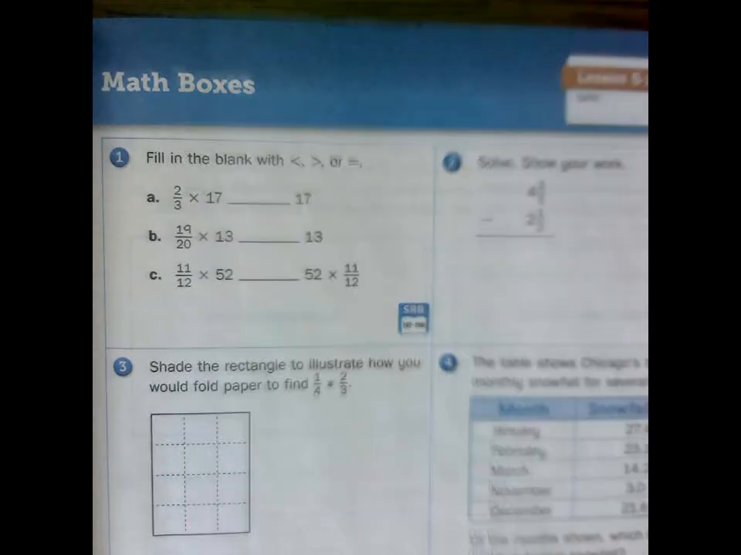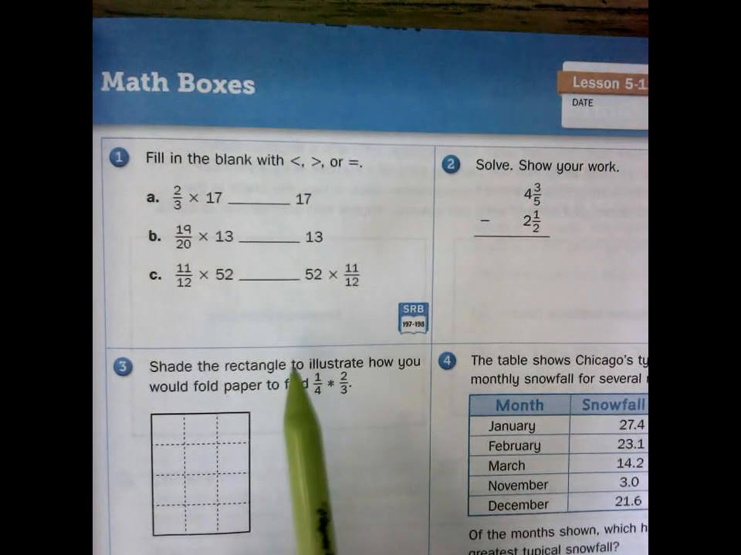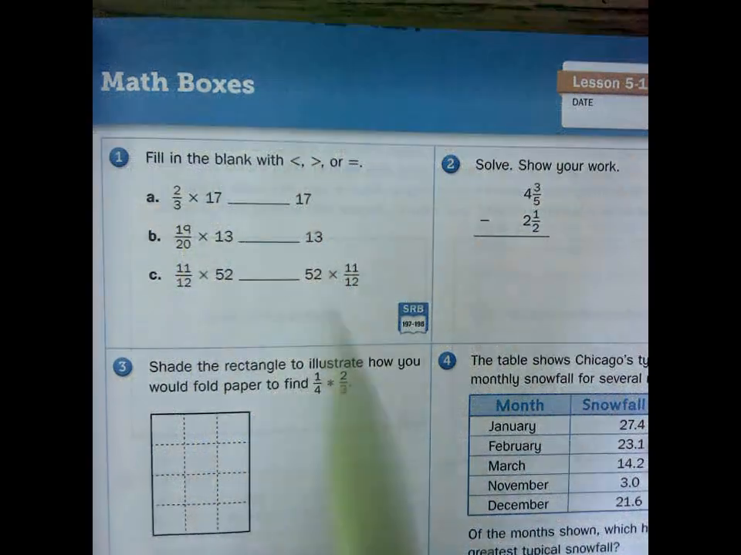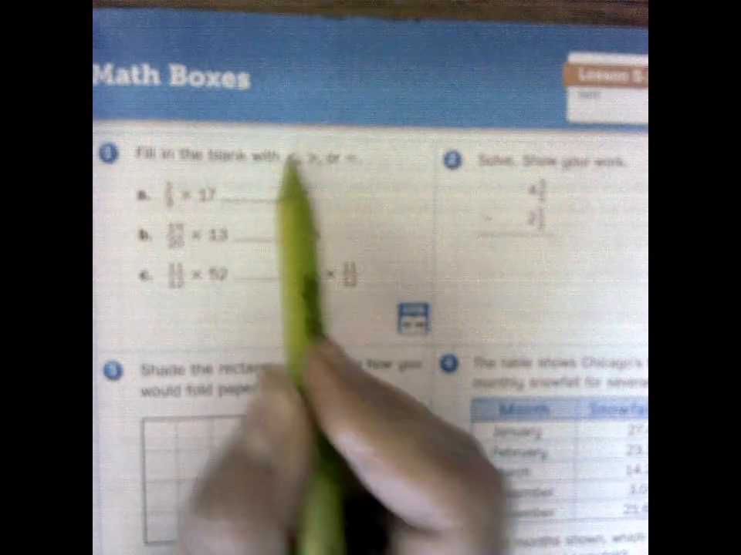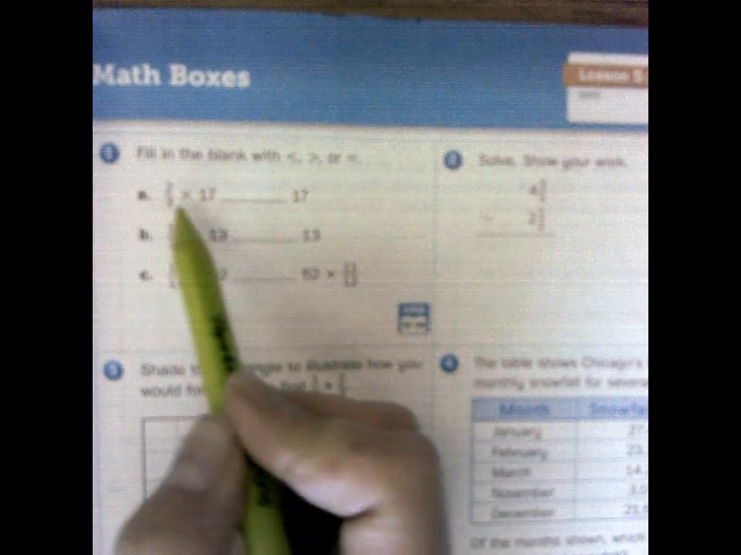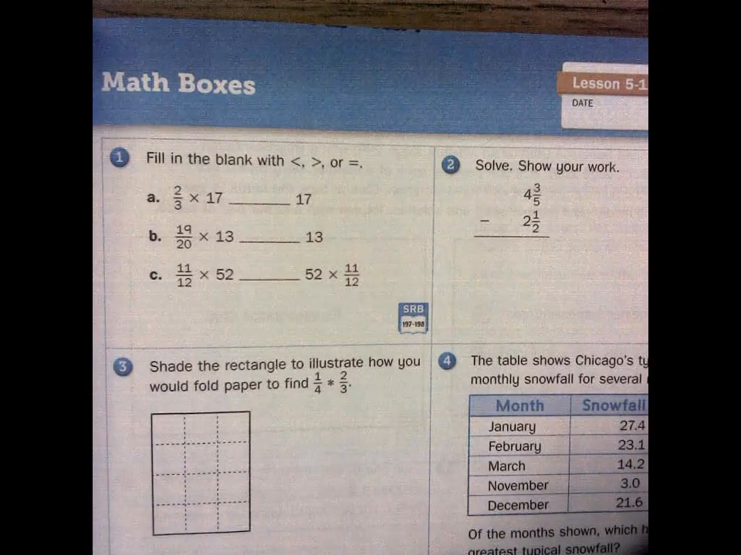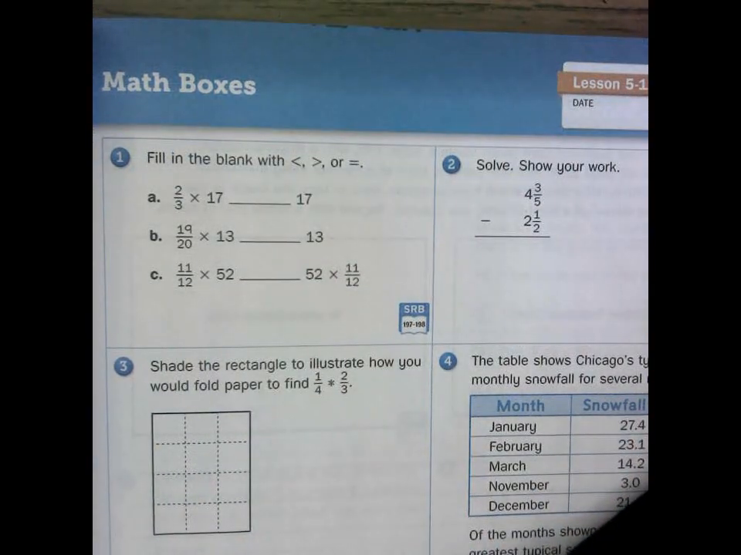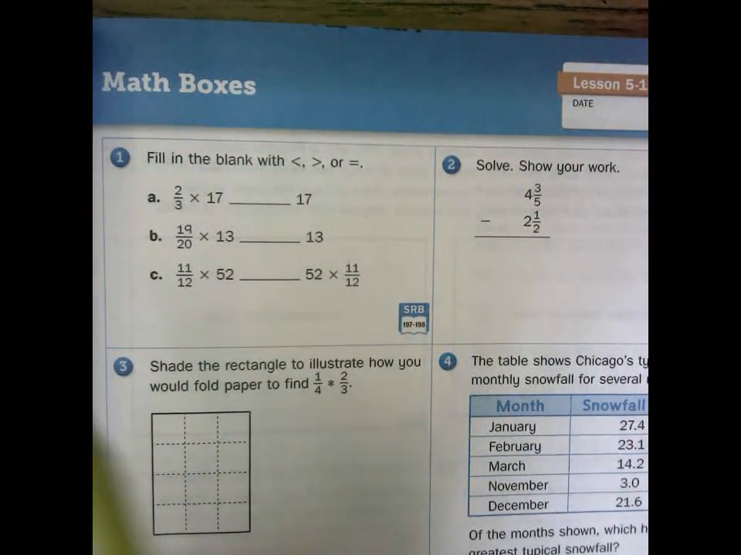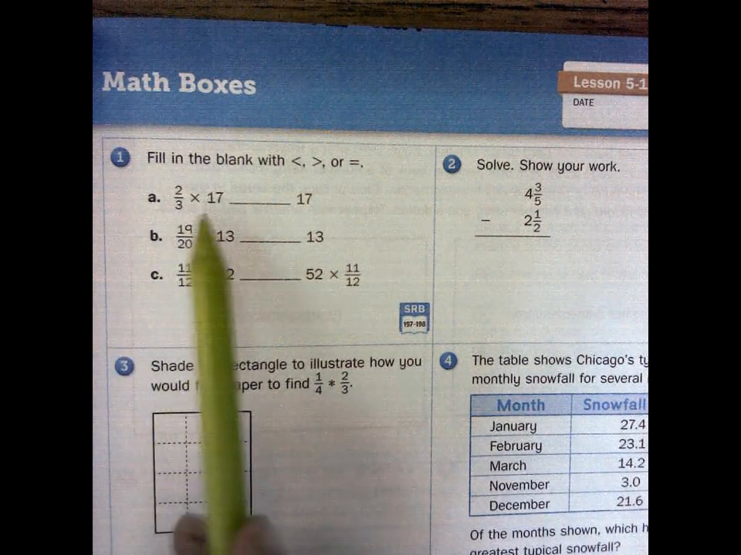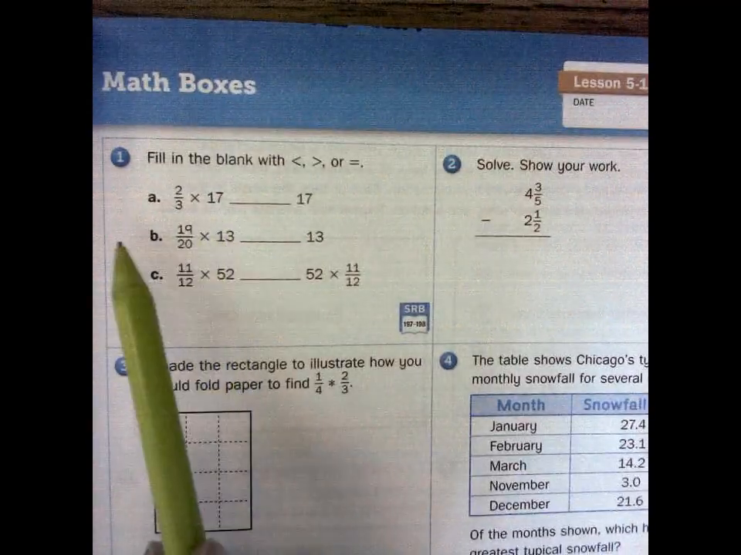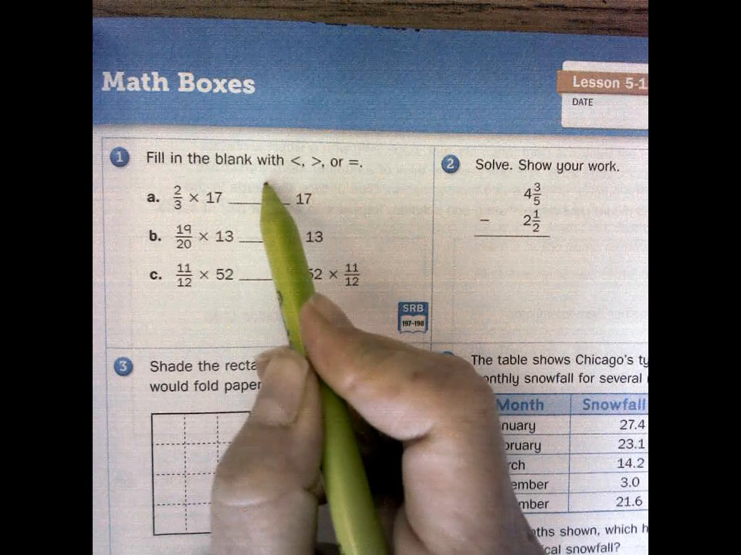All right, we're going to work on page 185. So I have 2/3 multiplied by 17 is less than, greater than, or equal to 17. Well, 2/3, I have to think about it. Is that less than, greater than, or equal to 1? Well, 2/3 is less than 1. So a number less than 1 multiplied by 17 will always be less than 17. So this is going to be less than.